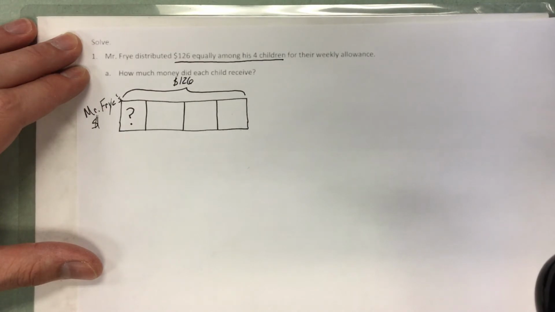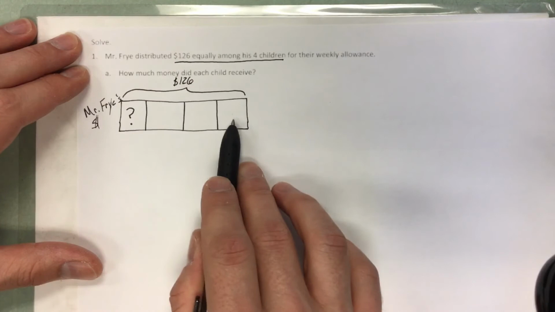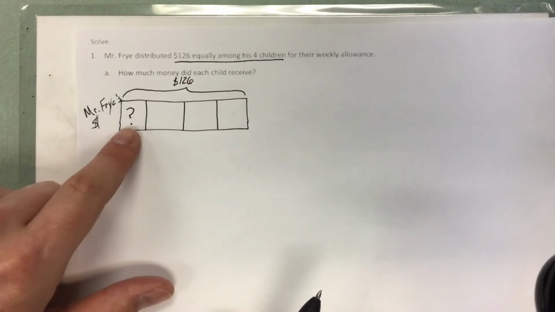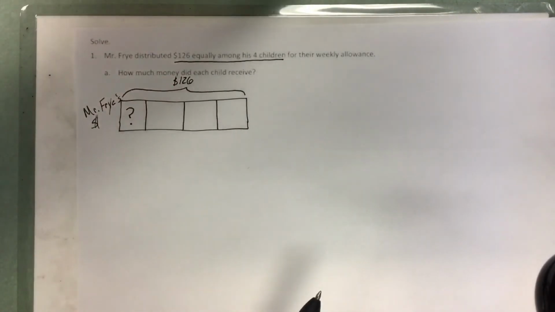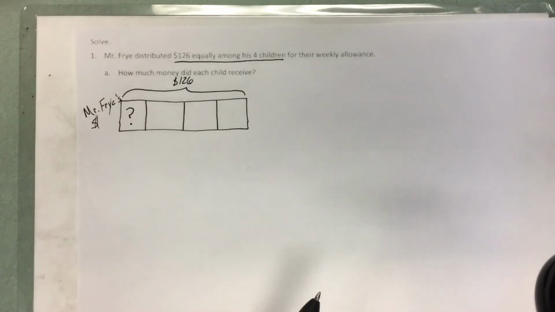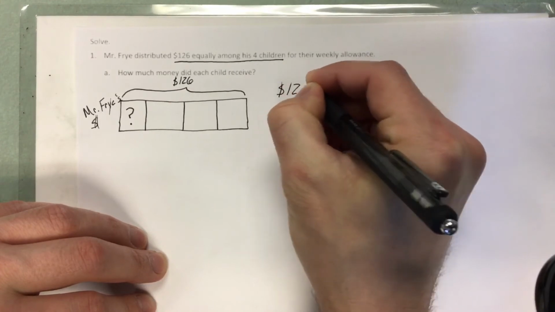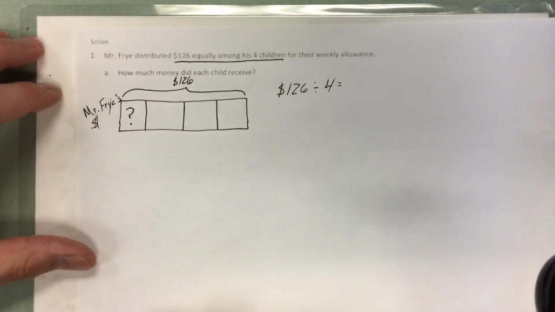How many unit bars are equal to 126? It's 4. So 1, 2, 3, 4 of these unit bars equal 126. How can we find the value of just 1 unit? We can divide 126 by 4 because we have a whole that we are sharing equally. So what is the expression that we should write that would represent this problem? So this would be $126 divided by 4. Go ahead and solve this problem using whatever strategy you would like, and then unpause this video to check your answers.